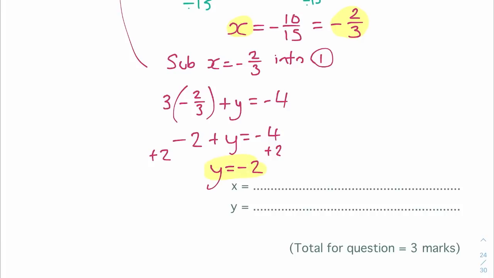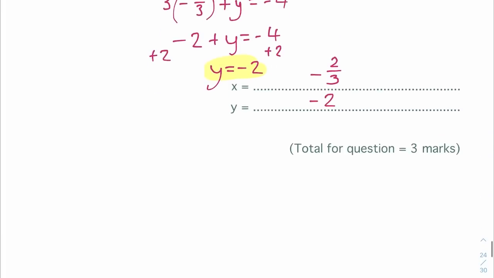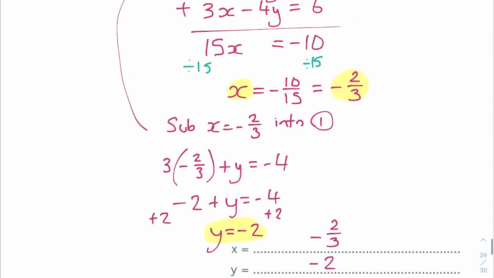Right, so there we go, there's our y value. So we just need to write those on our dotted lines. We had x was equal to negative 2/3, which you could write as negative 0.6 recurring, but just be very careful. Because if you type this into your calculator and convert it into a decimal, you'll see you get minus 0.6, but a lot of people miss the little dot above the 6, and that'd be incorrect. So it's best to leave it as a fraction, and y would be negative 2. And there we go, that is the end of our paper, finishing off with simultaneous equations.